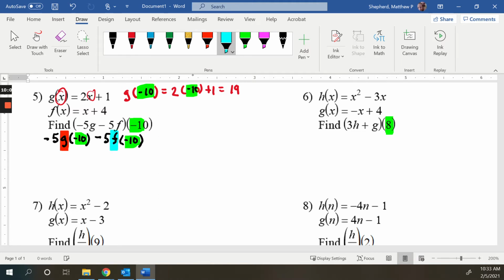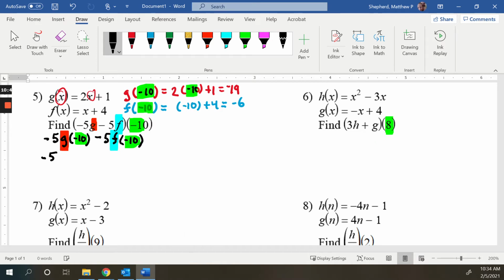Okay, next we've got f. So we want to do f of negative 10. That's going to equal negative 10 plus 4, which equals negative 6. Oh, and I did make one mistake up above. Sorry, that should have been negative 19. All right, so now we know what g of negative 10 is and what f of negative 10 is. So we can go ahead and put that into our statement down here.